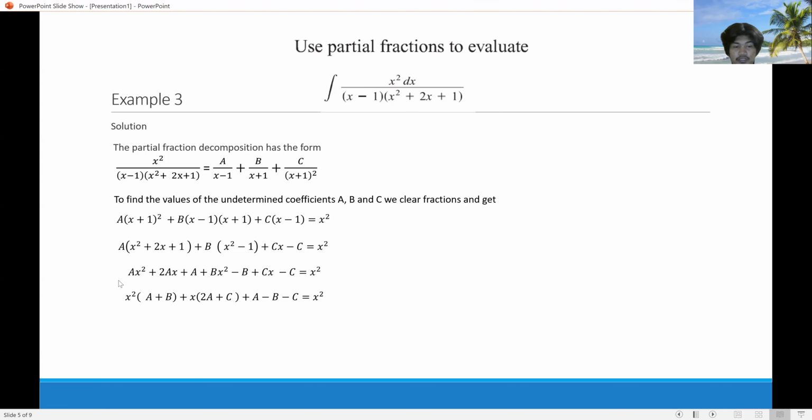And then we take x squared out, we get A plus B, and then we take x out, and we get 2A plus C, plus A minus B minus C, which has no x. So by comparing the coefficients, we get A plus B is equal to 1, 2A plus C is equal to 0, and A minus B minus C is equal to 0.